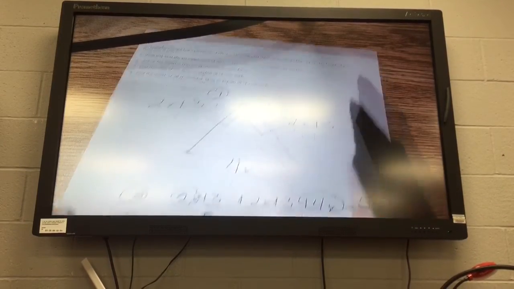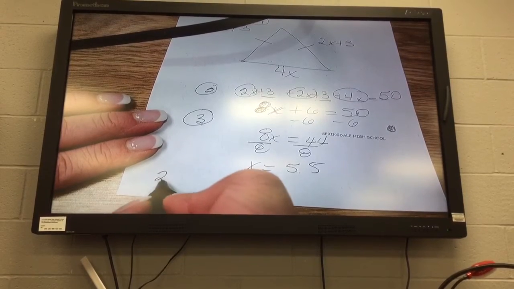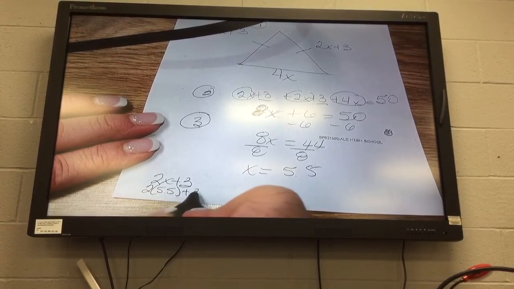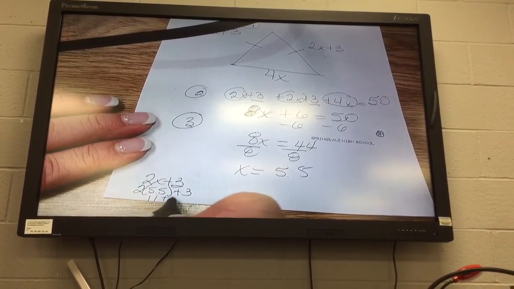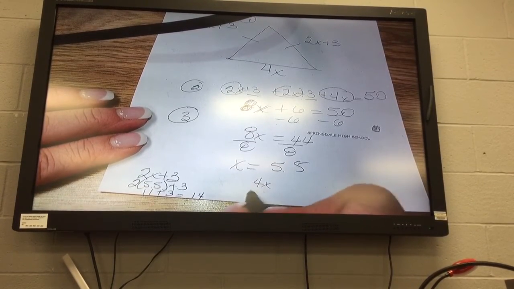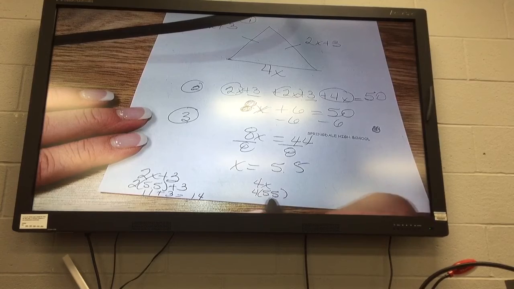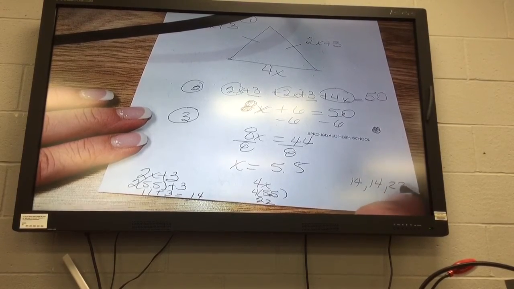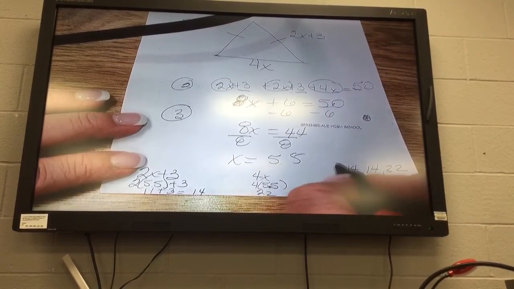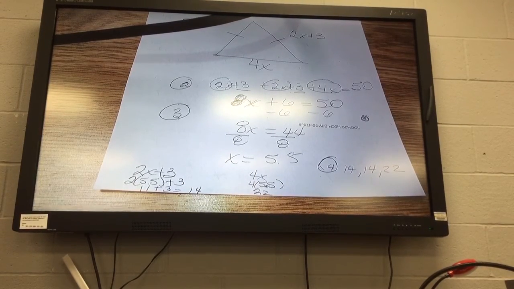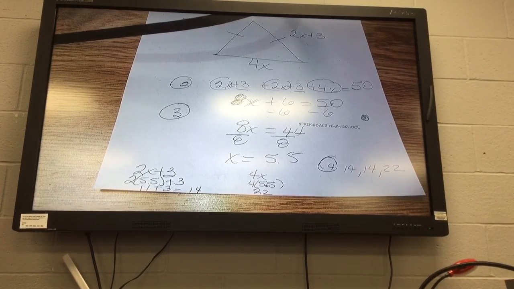Find the length of all 3 sides, show and or explain your work. So I have a 2x plus 3. So that's 2 times 5.5. 2 times 5.5 is 11 plus 3 is 14. And then we have a 4x, which is 4 times 5.5, which is 22. So we have 2 14s and we have a 22. That's number 4. Does that make sense? What questions do you have? You can start.